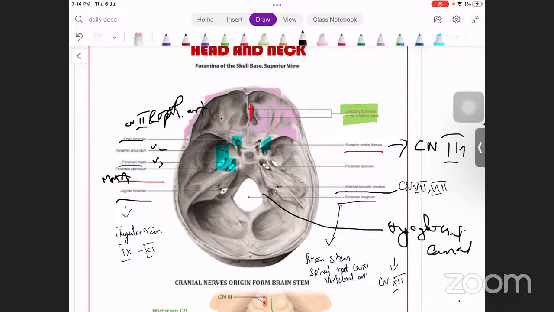Then you have the posterior cranial fossa, where you see four structures: the internal acoustic meatus, jugular foramen, hypoglossal canal, and foramen magnum. The internal acoustic meatus carries 7 and 8. The jugular foramen carries cranial nerves 9, 10, 11, and the jugular vein. The foramen magnum carries the brainstem, spinal root of cranial nerve 11, and vertebral artery. And the hypoglossal canal has the hypoglossal nerve emerging out of it.